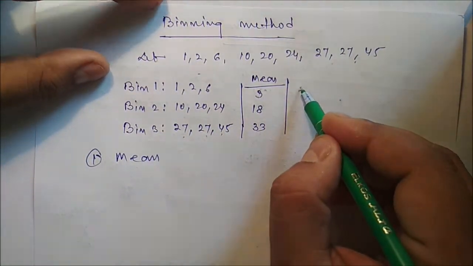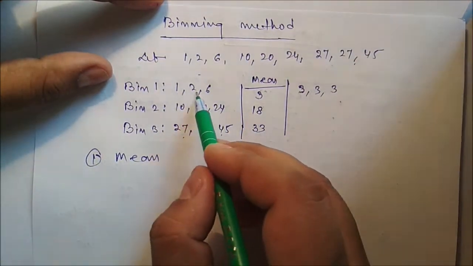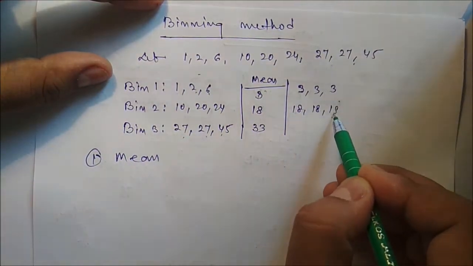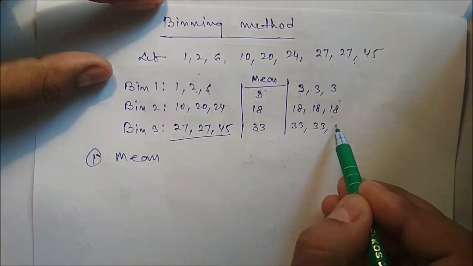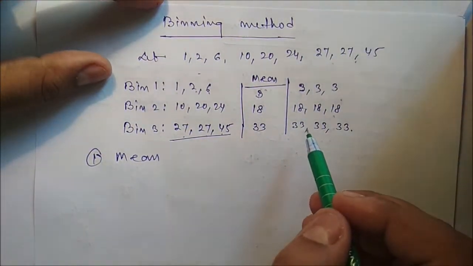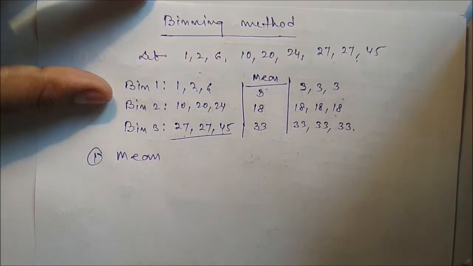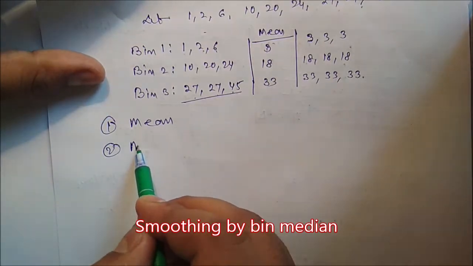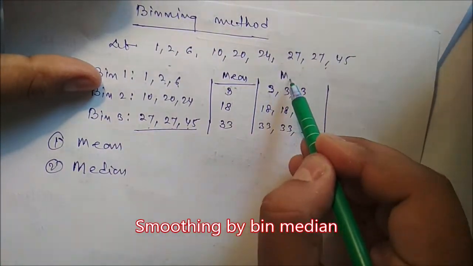So if you apply the mean method, after this the data will be 3, 3, 3. We replace 1, 2, 6 by 3. Similarly, here it is 18, 18 and 18, and here it is 33, 33 and 33. So that is smoothing by bin means. Next we can apply smoothing by bin medians.